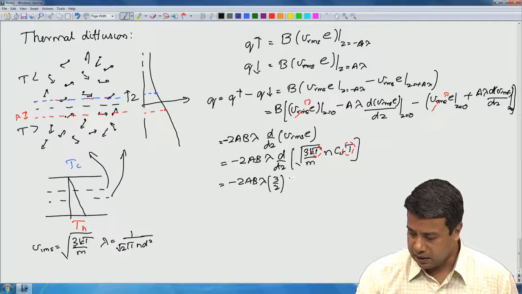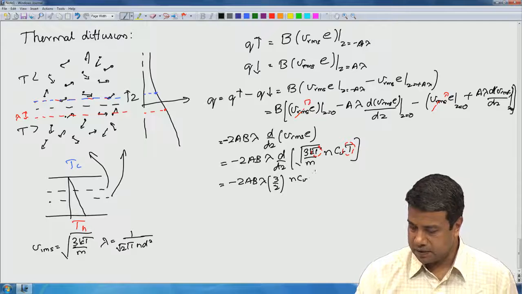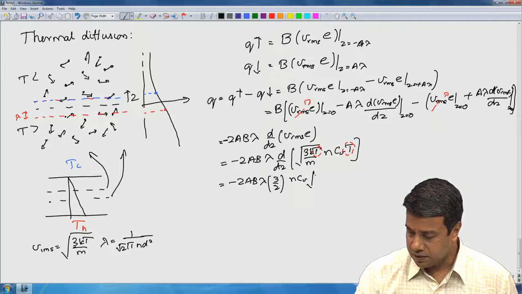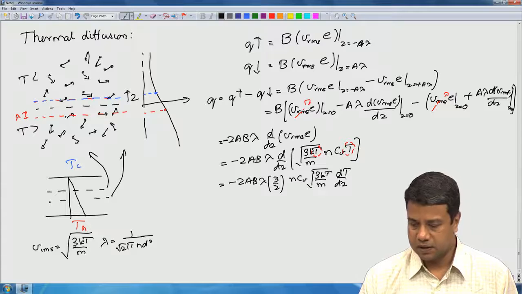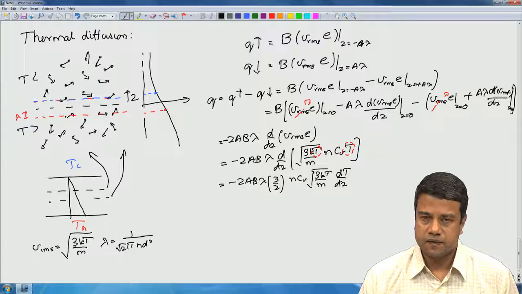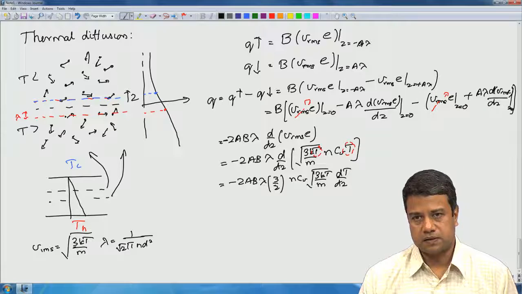And then I will get N CV, times root of 3 k T by m, times dT by dz. So, that is going to be the flux of thermal energy across the surface.